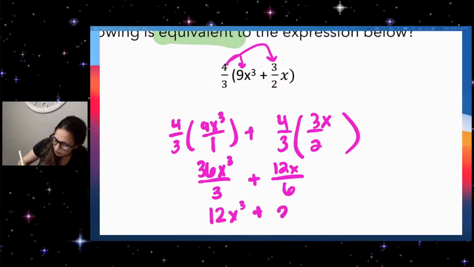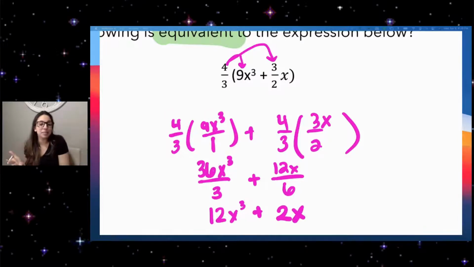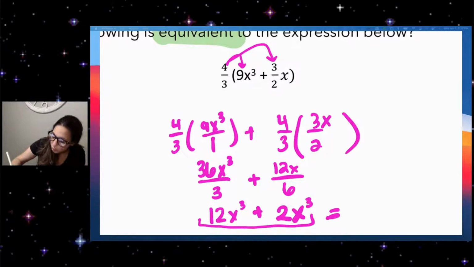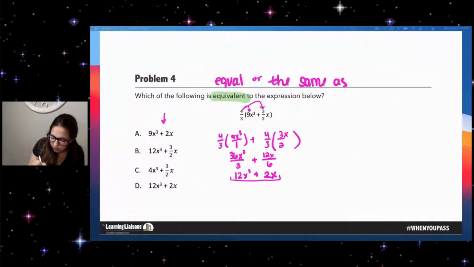12 divided by 6 is 2. And I can't simplify those x's because there's no x's on the bottom for me to be able to cross off. I also cannot combine these items because x cubed and x to the first power are not like terms, so they just stay that way. If this was a 2x cubed, then this would equal 14x cubed. But that's not the case. It's just 2x. So our answer is D.